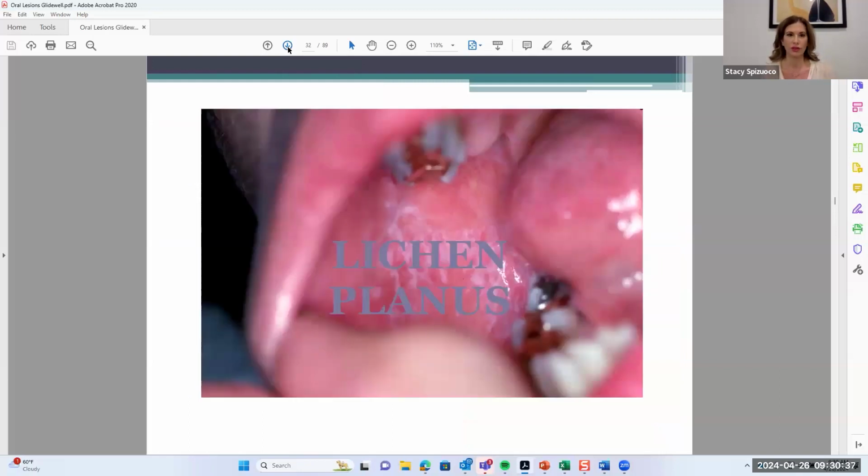Next is an important one too. We're going to talk about lichen planus. Lichen planus is white patches in the mouth that kind of makes a lace-like pattern, or Wickham striae.